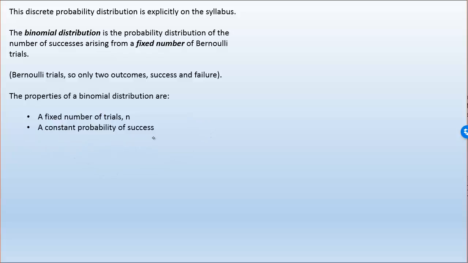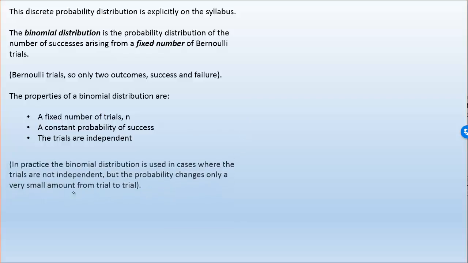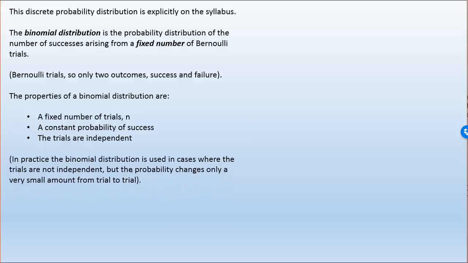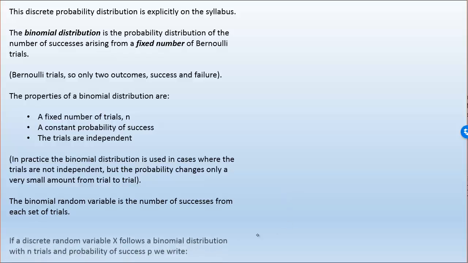The probability of success has to remain constant. The trials have to be independent, so one trial does not affect the next one. In practice, the binomial distribution is used in cases where the trials are not independent, but the probability changes only a very small amount from trial to trial. The binomial random variable is the number of successes from each set of trials.